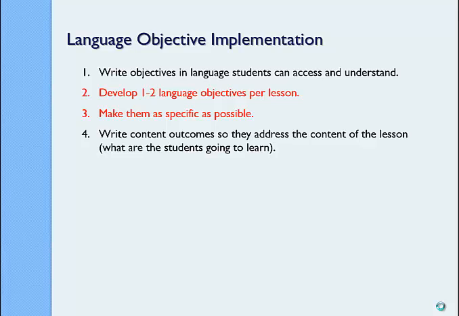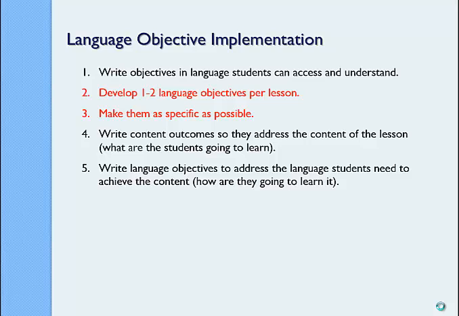Write the outcomes so they address the content of the lesson, what they're going to learn, but also addressing how they're going to achieve it, how they're going to learn it. And again, you want to use verbs like listen, speak, read, and write, so it's a language focus. Change those language objectives daily. You do not want to do the same ones over and over again. It's boring for everybody and nobody learns anything new.